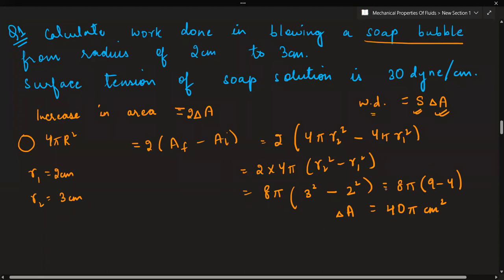Now you have the change in surface area with you. You have the surface tension with you. Now tell me what is the work done coming. Note this portion and let me know what your work done is coming. Both of you, try it again.